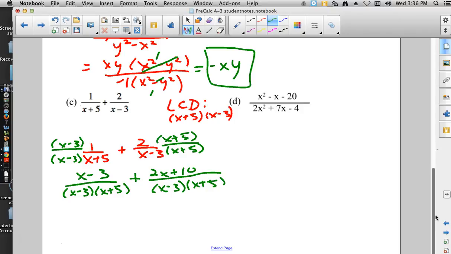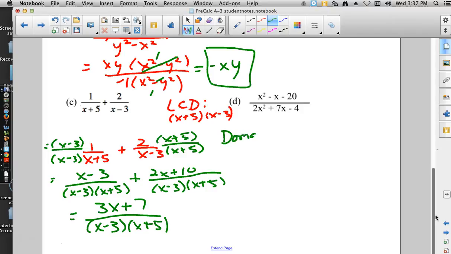Now let's go ahead and add across the top there, and we have 3x plus 7 over the quantity x minus 3 times the quantity x plus 5. And if you look at it, you realize, oh, yep, we got all the domains covered if we just say you can't use 3. And you can't use -5. You just don't want to forget to do it with addition and subtraction. You always want to make sure that you come back to it.